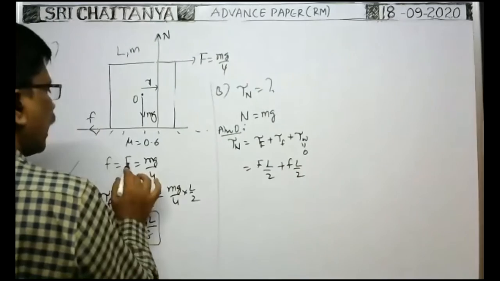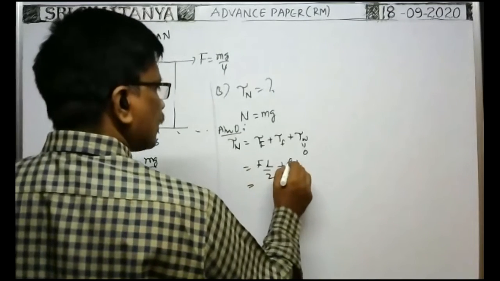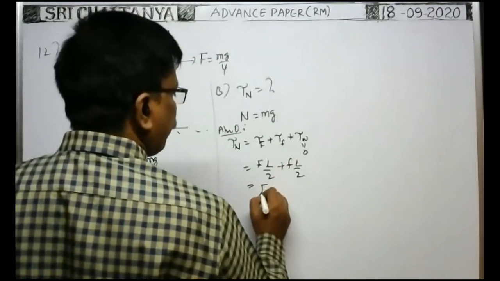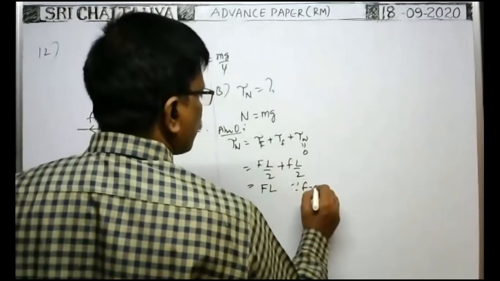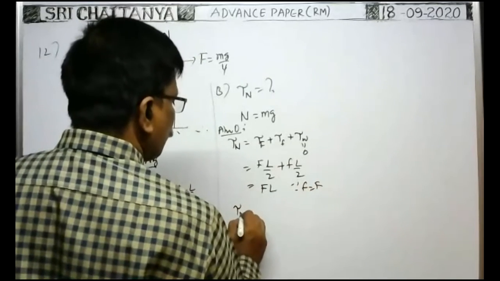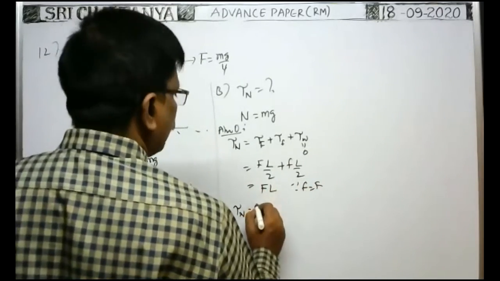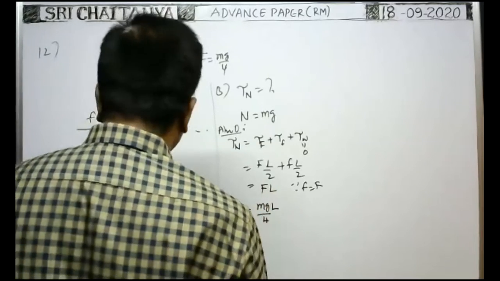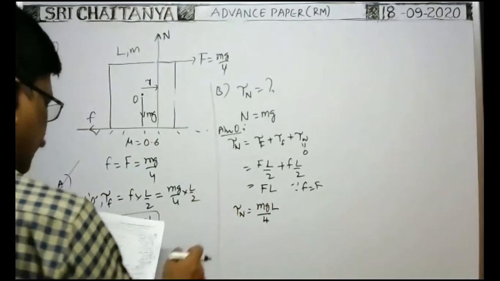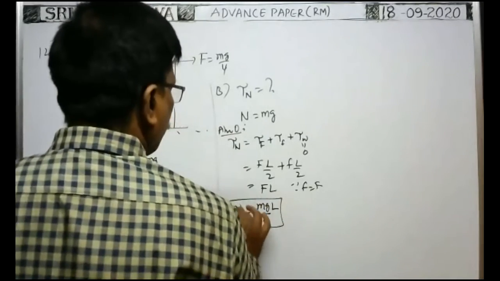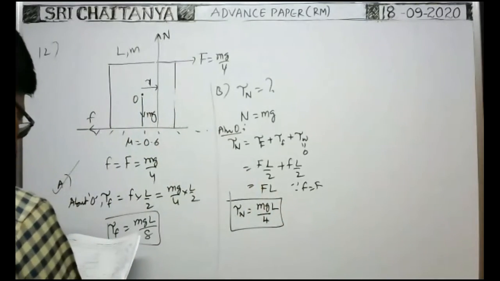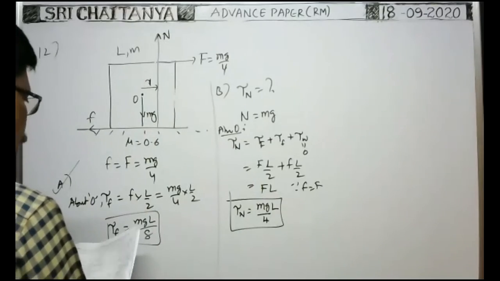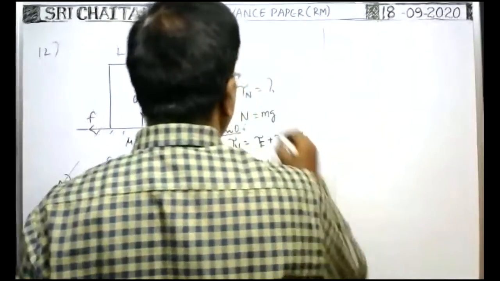As small f and capital F are both the same, we can write capital F instead of small f. Then F into L, since small f is equal to capital F. Therefore, torque due to normal reaction is equal to F, that means mg by 4, into L. So mg L by 4 is the torque due to normal reaction. Okay, next, torque due to contact force they asked. If B is correct, C is not correct.